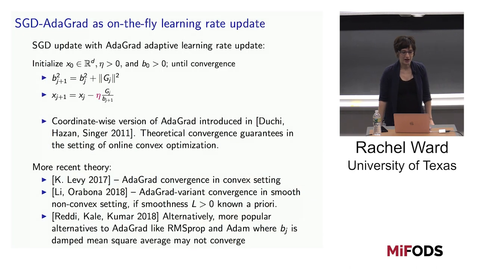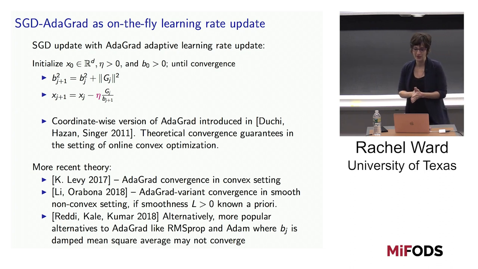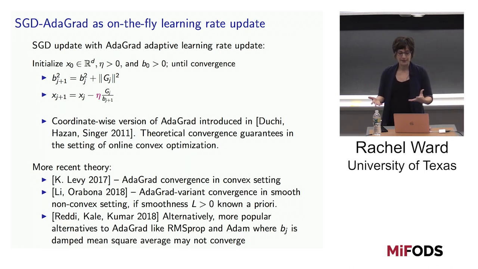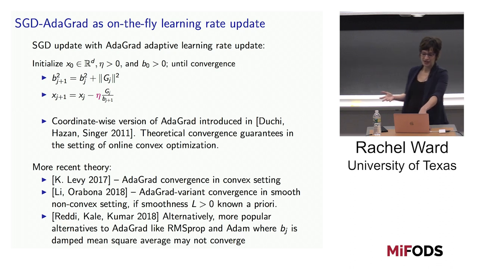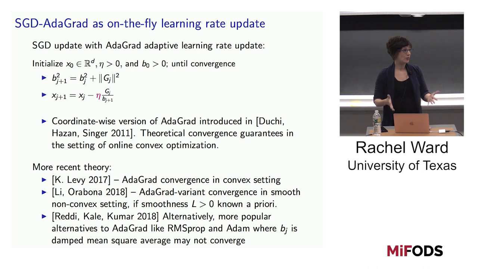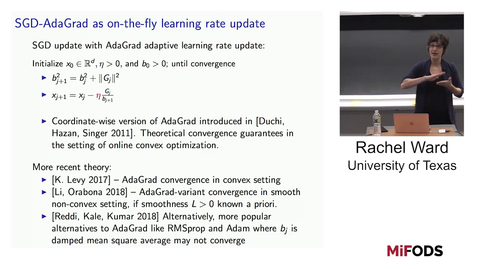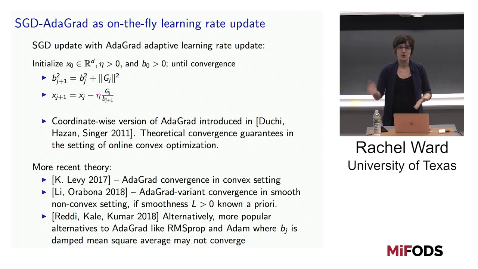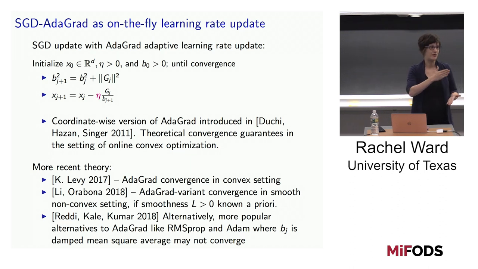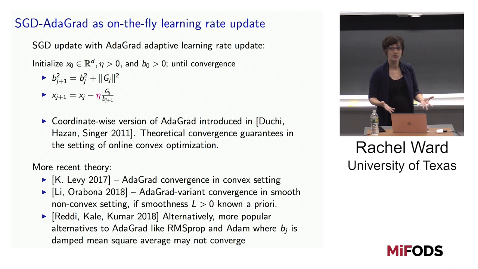Okay. So the basic stochastic gradient descent update with AdaGrad learning rate, in this talk, proceeds like this. Instead of just x_{j+1} equals x_j minus eta times g_j, the direction of the stochastic gradient, we're going to divide eta times g_j by a variable b_{j+1}. And b_j is a running sum of the squares of the norms of the stochastic gradients we have observed along the way. So we're normalizing the stochastic gradient at the jth iteration by the sum of the squares of the norms of all the stochastic gradients we've seen along the way.